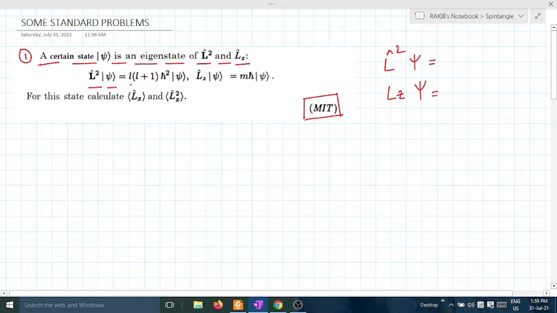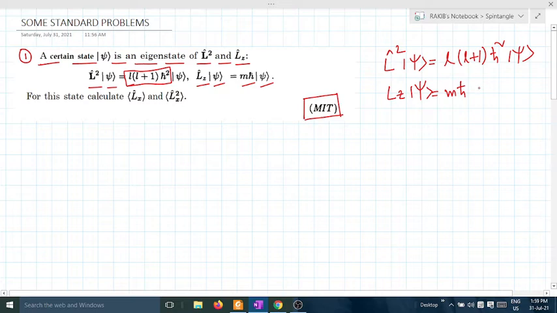L square psi is equal to L into L plus 1 h cut square psi. What is L into L plus 1 h cut square? This one is the eigenvalue of the operator L square, and then we get back the wave function. And when Lz is operating on psi, we get m h cut as the eigenvalue, and the wave function as it is.